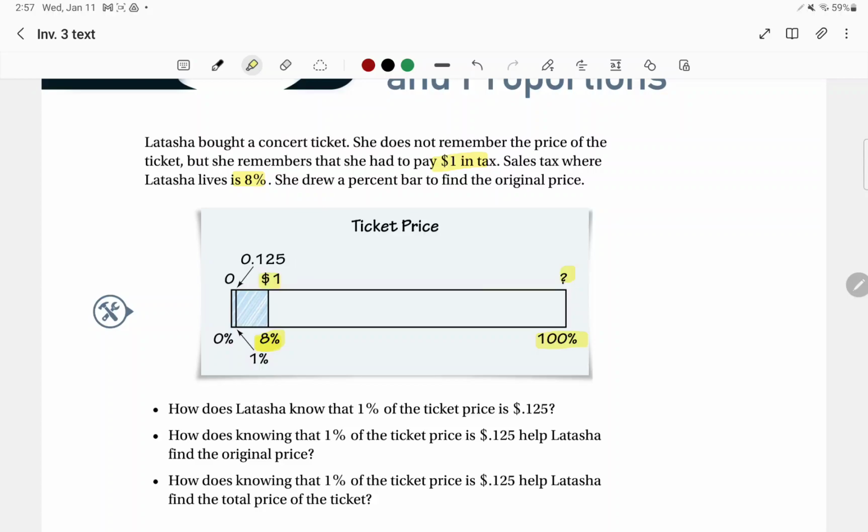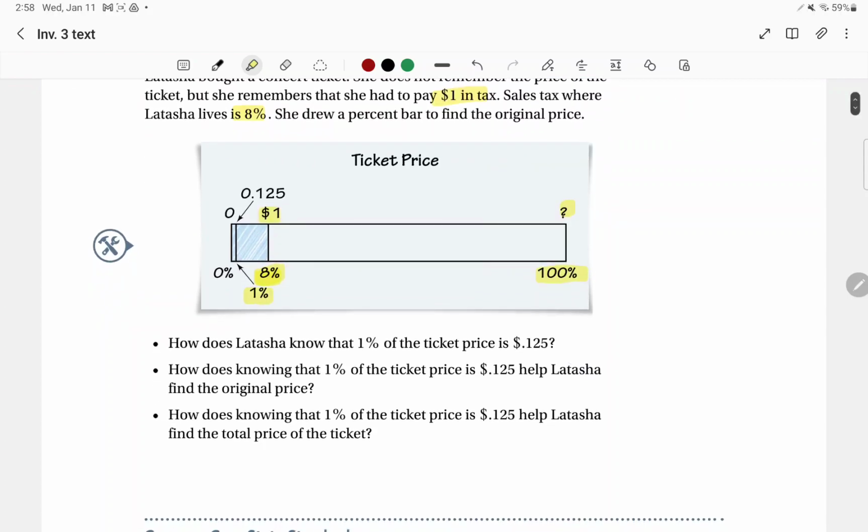Okay? What they're doing here is, if you can find 1%, like we've been talking about unit rates, 1% of something is kind of like the unit rate, whereas if you know 1%, then you can easily find 10%, 20%, 30%, or 100%. So that's kind of what we're going for. Looking at the questions down here, how does she know that 1% is 0.125? These are questions that we're looking to hopefully be able to answer by the end of this lesson. So how does knowing that 1% help?